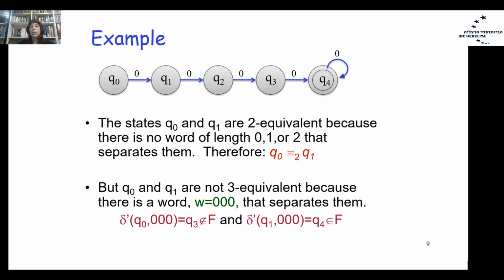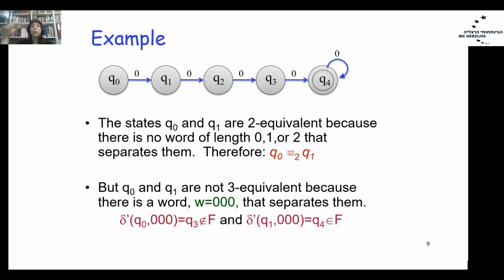Q0 on the empty word stays in Q0, a non-accepting state. Q1 on the empty word stays in Q1, a non-accepting state. On input 0, Q0 moves to Q1, a non-accepting state. Q1 moves to Q2, a non-accepting state. So both of them do not accept 0.